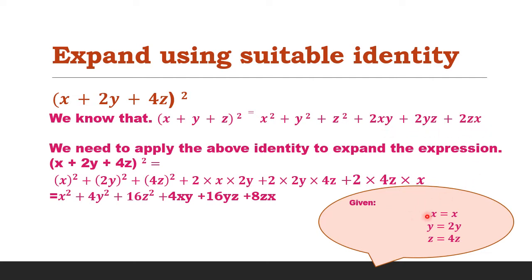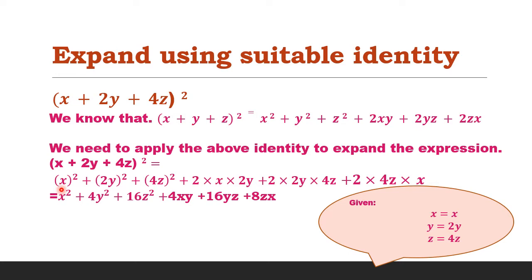Now we are going to replace x with x, which is in our question. y is equal to 2y, which is given over here, and z is equal to 4z, which is again given as the last term in our question. So replace the x, y, z of the identity with those given in the question. That's all you have to do. But be very careful while replacing.